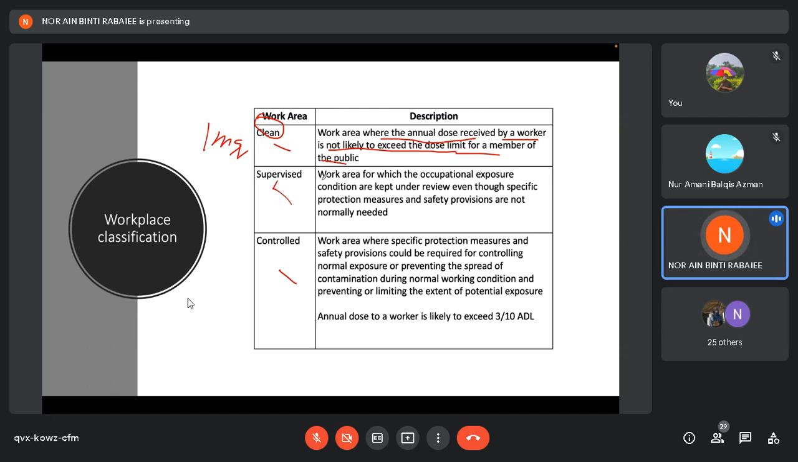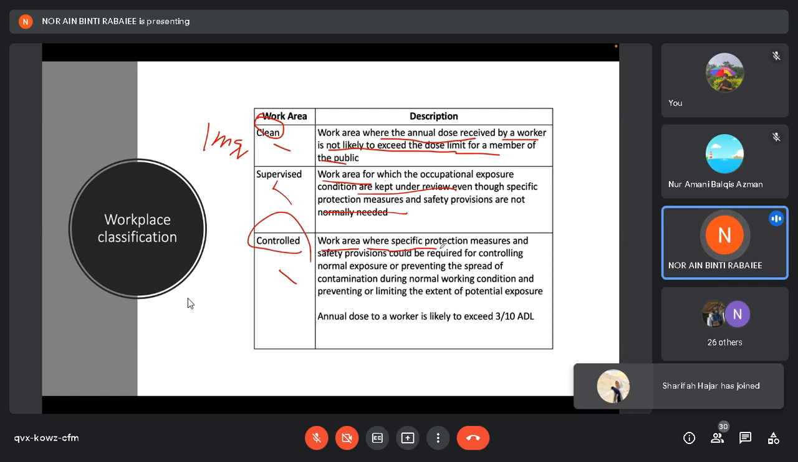We also have a supervised area in a department. The supervised area is a work area in which the occupational exposure conditions are kept under review, even though specific protection measures and safety provisions are not normally needed. So it's an example of an area. We also have a control area.